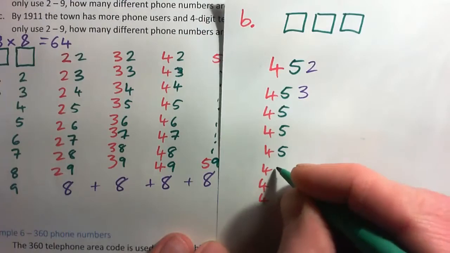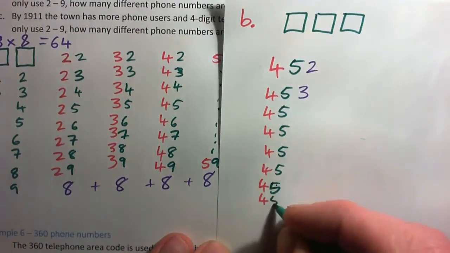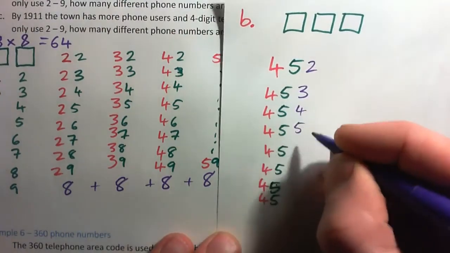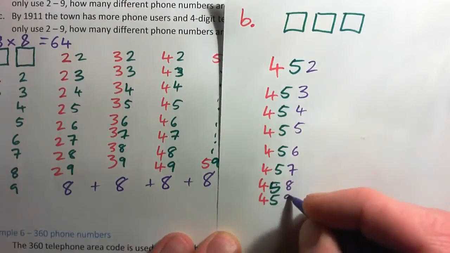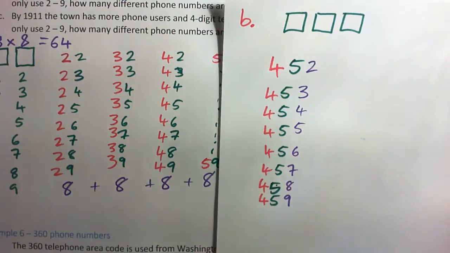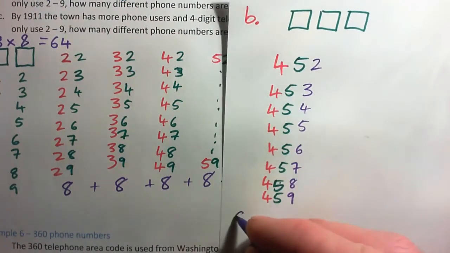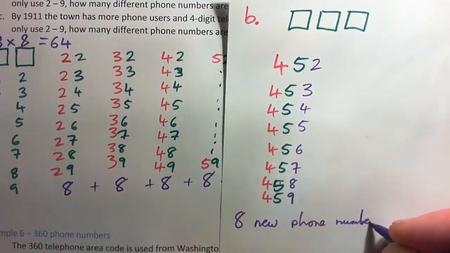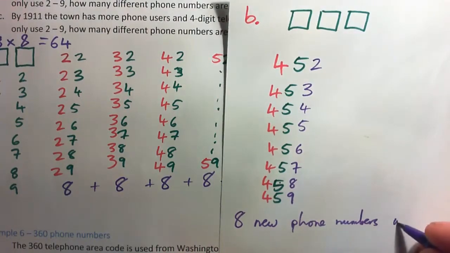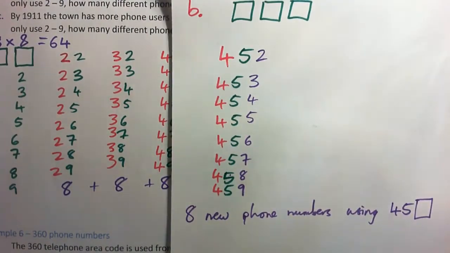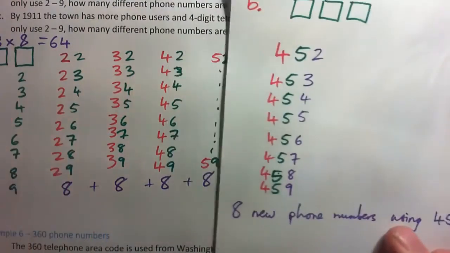So for the phone number 45, back in the 19th century, just by adding one more digit, you can create 8 new phone numbers. Okay? Using the digits 4, 5, 4, 5 something gives us 8 new phone numbers. And so that is the key to understanding this. And you can do that for any 2-digit phone number.